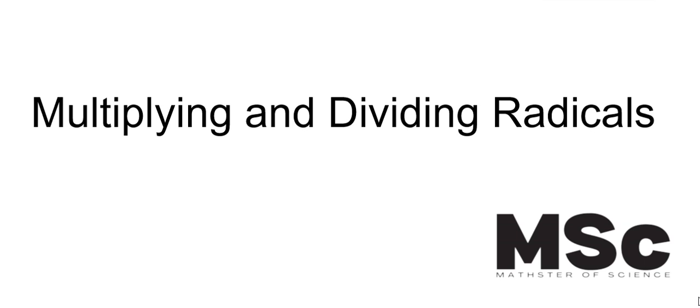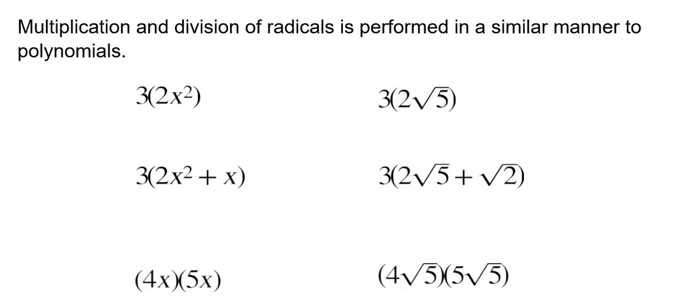In this video, we're going to be looking at multiplying and dividing radicals. The multiplication and division of radicals is performed in a similar manner to polynomials. So we're going to look at some examples of multiplying polynomials and then compare them to what we do with radicals. So let's look here.